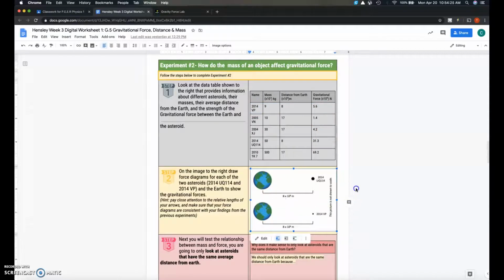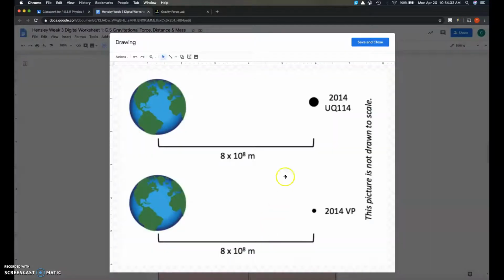To draw your force diagram, everyone, you can select this picture, click Edit, and that's going to bring you to the drawing environment where you then can directly edit onto this picture.